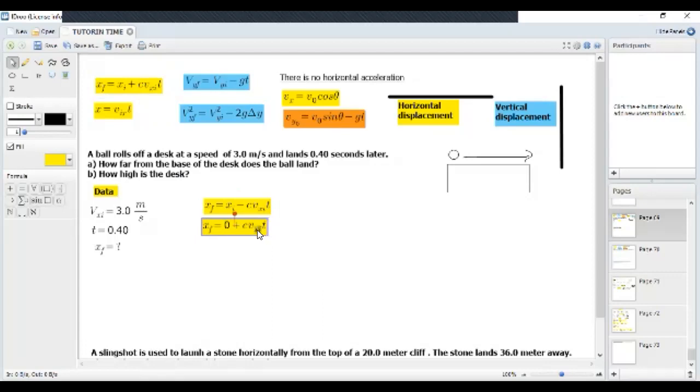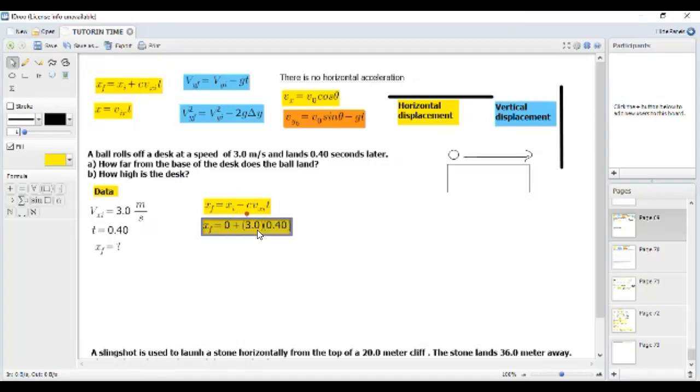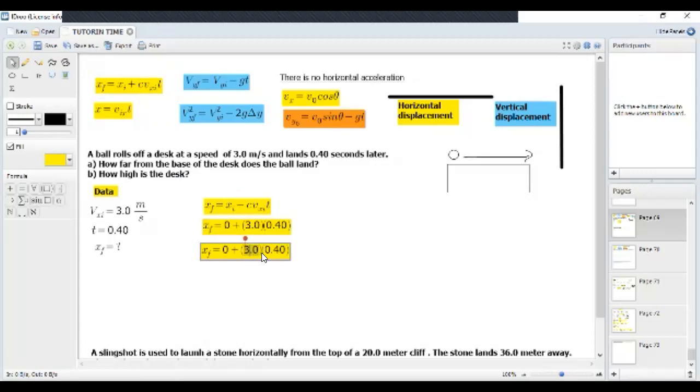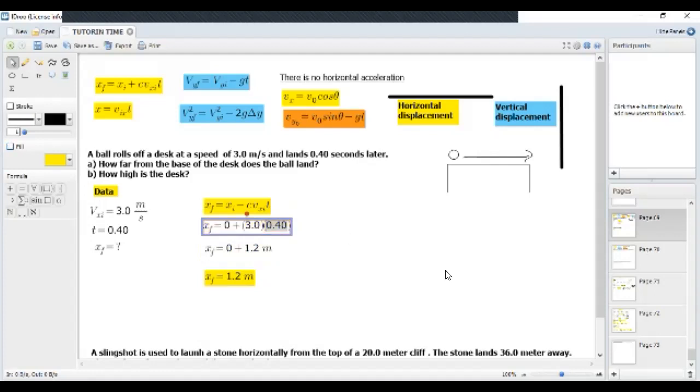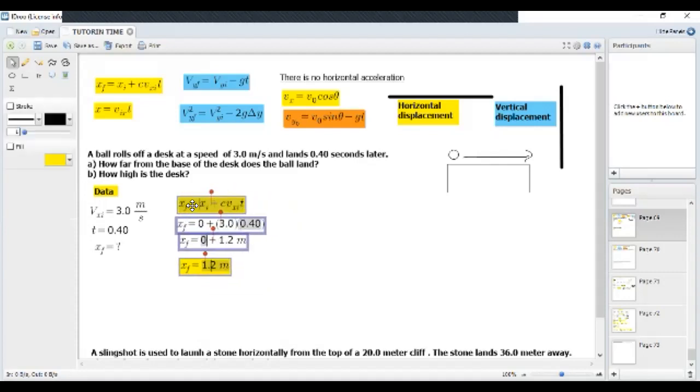Then we have initial velocity in the x-axis. The initial velocity is 3.0 meters per second. And we also have the time, which is 0.40. So now you need to multiply 3 times 0.40, which is 1.2 meters. And then we add it with 0, which is 1.2 meters. So once you finish that, you will know that the final displacement once the ball rolls is 1.2 meters. Now, having this information, we already answered the first one.